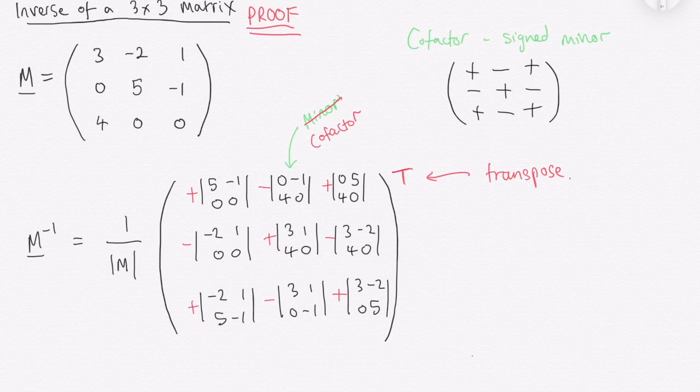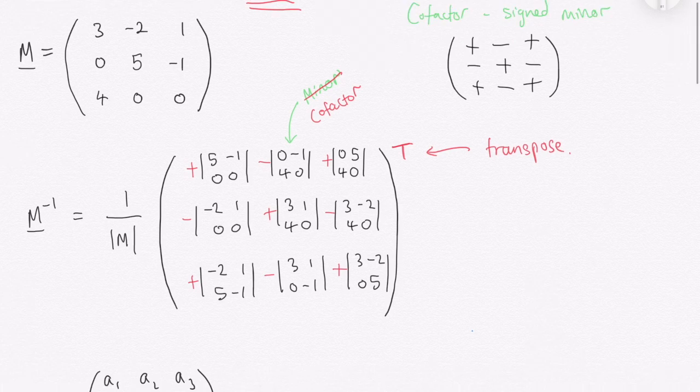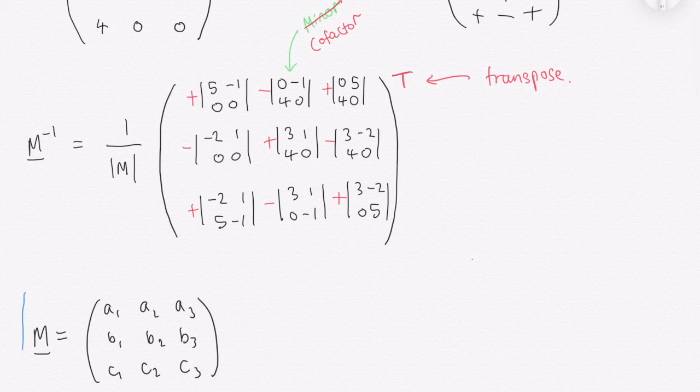In this video, I want to convince you that the matrix that we found in the previous video, that we claimed was the inverse matrix, is in fact the inverse matrix. So I'm going to work with this general matrix here, with A1, A2, A3 in the first row, B1, B2, B3 in the second row, etc. And I'm going to construct a matrix, and the claim is that that matrix is the inverse matrix.